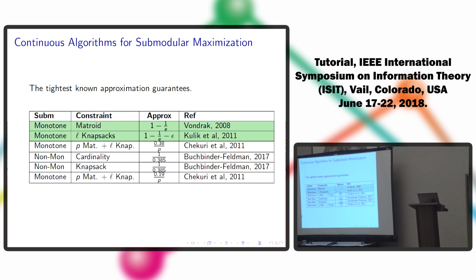And then for the matroid, greedy gave us 1/2 approximation. Using this whole procedure, we can get 1 minus 1 over e approximation guarantee. For L knapsacks, we have L knapsack constraints, not only one, but L is a constant. What is very interesting, we can still get 1 minus 1 over e minus epsilon approximation guarantee. If we have P matroids and L knapsacks, we can get approximation guarantees that only depend on P, independent of L, etc., etc.